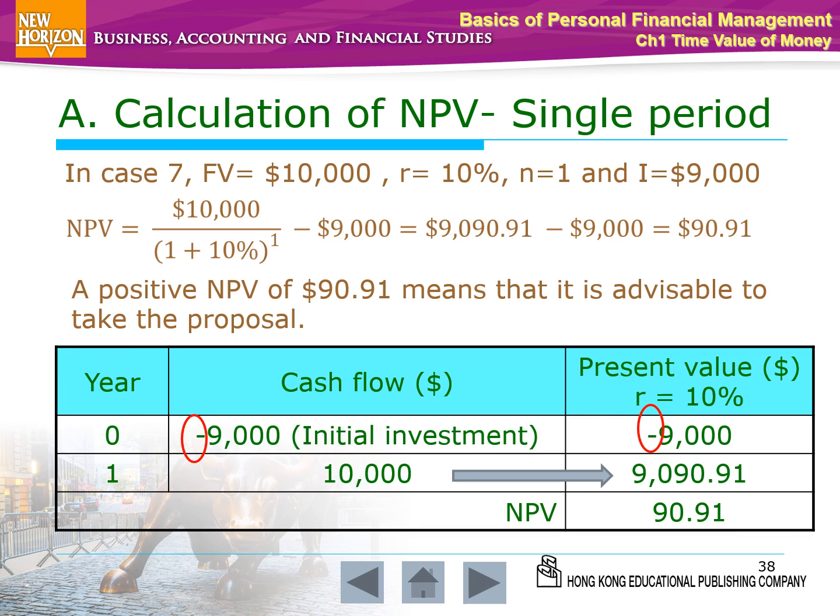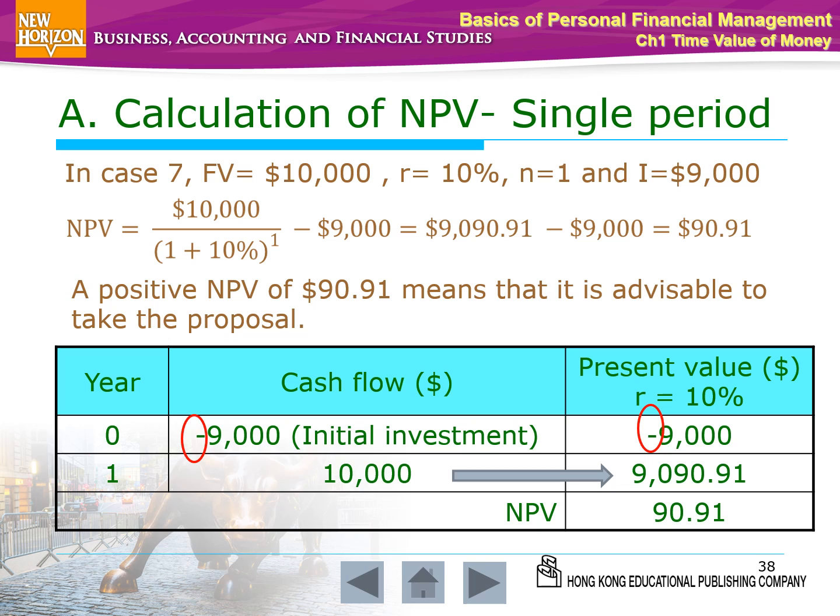We can also make use of a table to calculate it instead of the calculation in horizontal form. So you see the left side is year 0. That means at the beginning, the cash flow is negative. Negative means cash outflow. It should be the initial investment. So the present value is again the same, negative $9,000, because it is year 0. No change. For year 1, the cash flow is $10,000.